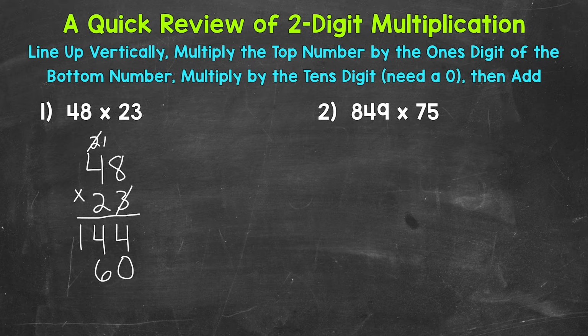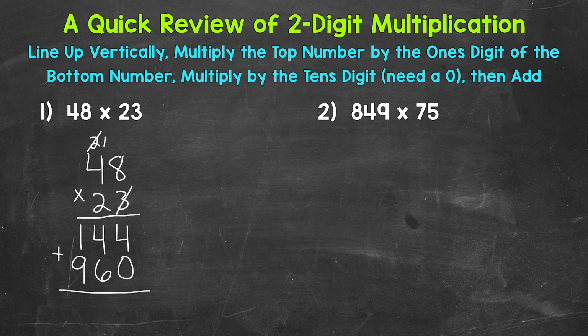Now we can do 2 times 4 plus that carried 1. 2 times 4 is 8, plus the carried 1 is 9. So we end up with 144 and 960 there. Once we get to this point, we add. So let's add these two numbers together, and those are called partial products. They're part of our final product.